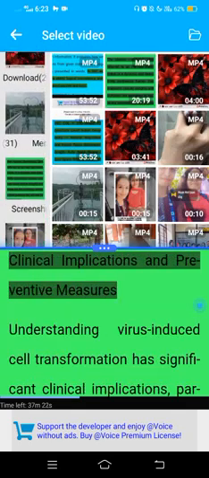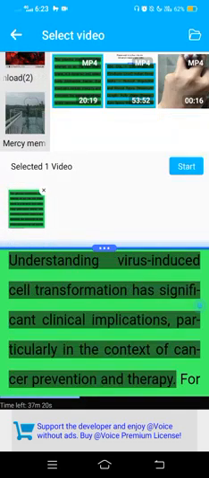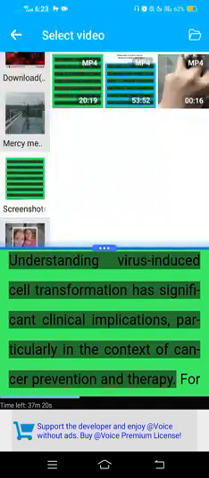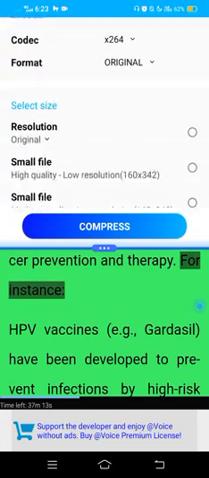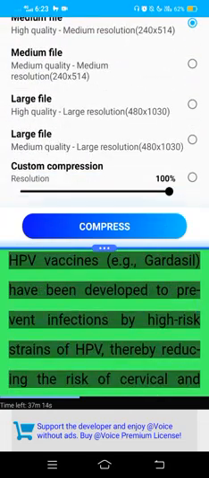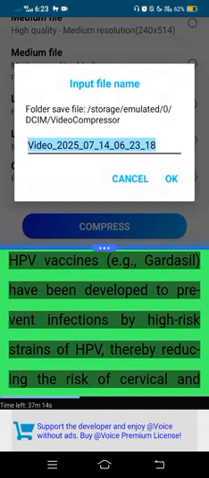Clinical implications and preventive measures. Understanding virus-induced cell transformation has significant clinical implications, particularly in the context of cancer prevention and therapy. For instance, HPV vaccines, e.g., Gardasil, have been developed to prevent infections by high-risk strains of HPV, thereby reducing the risk of cervical and other HPV-related cancers.